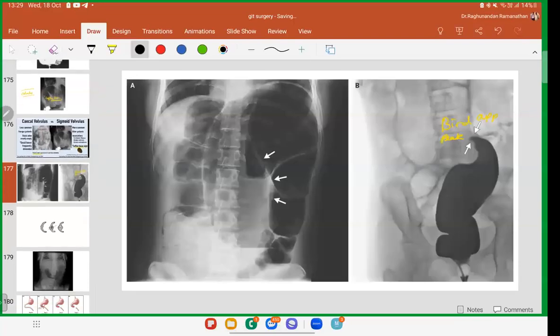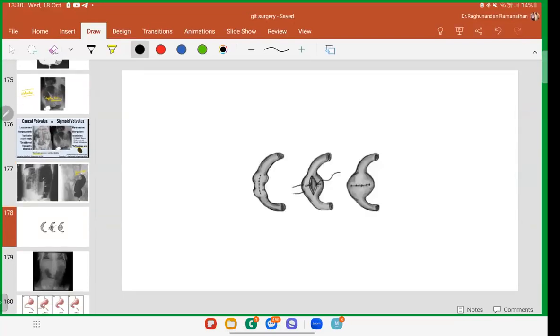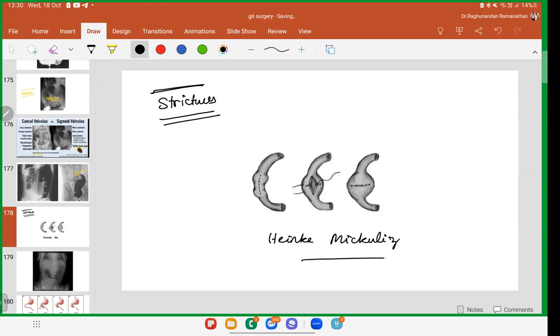Now, after talking about all these things, we are going to move towards the next important topic, that is your strictures. Okay, shall we move towards your strictures? Strictures, like no operation. Can someone tell me what the surgery is? Yes, this is going to be your Heineke-Mikulicz surgery. I will tell you what it is.